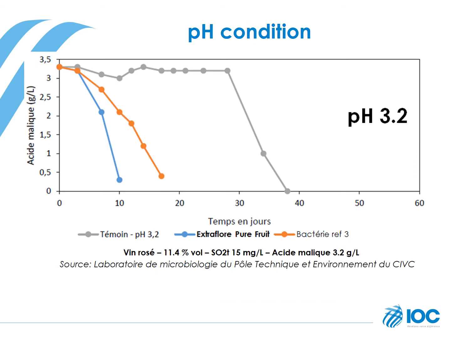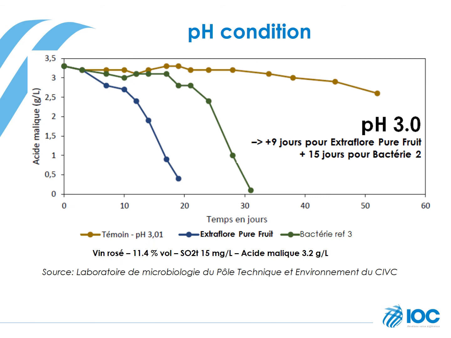And now the pH. Even if it's less a restrictive parameter for meridional regions, we controlled this parameter. At pH 3.2, we can see that Extraflore Pure Fruit finished the malolactic fermentation after 10 days. We also observed in gray that a spontaneous fermentation started in the wine after 13 days. But when we made the same experiment at pH 3, the spontaneous bacteria never started. The bacteria Ref3 and Extraflore Pure Fruit succeed both the malolactic fermentation, but Extraflore Pure Fruit started it faster and the delay was shorter.